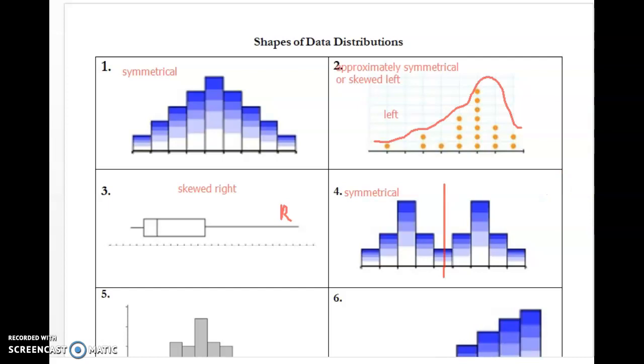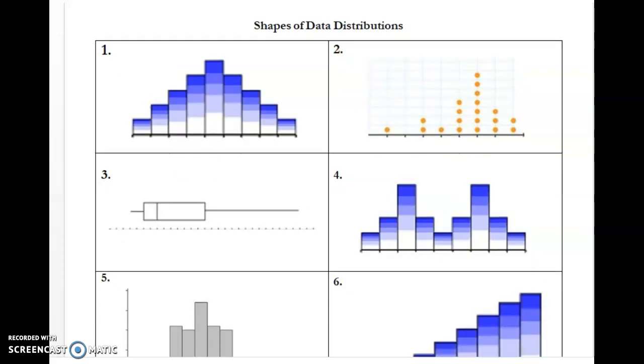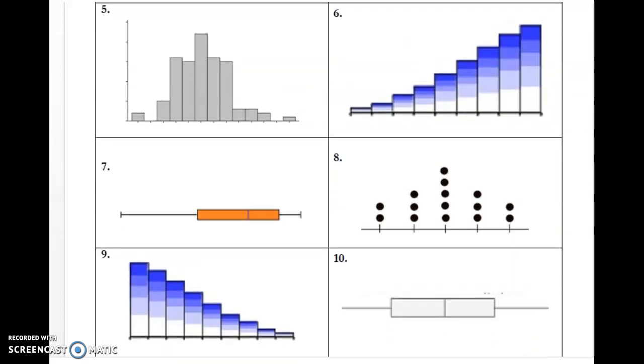Okay, now I'm going to clear all those, and I'm going to scroll down so we can keep working on it. Okay, we also have these examples here. So this one, again, the overall shape goes up and down. Okay, so if you draw a line down the middle, is it exactly symmetrical? No. But is there a long tail on one side? No. So we're going to call it approximately symmetrical.